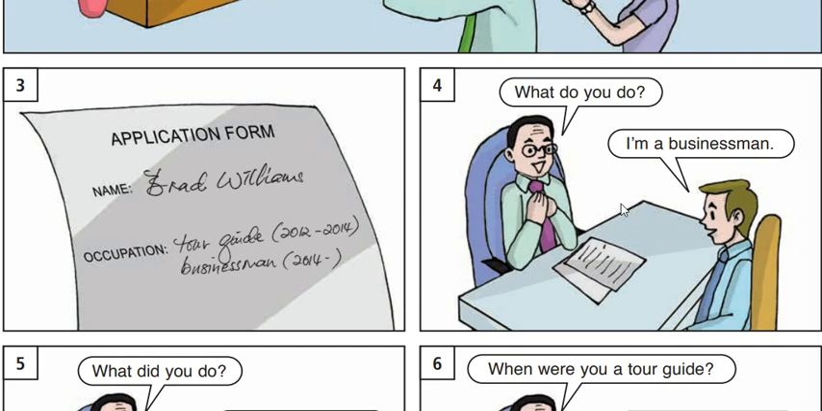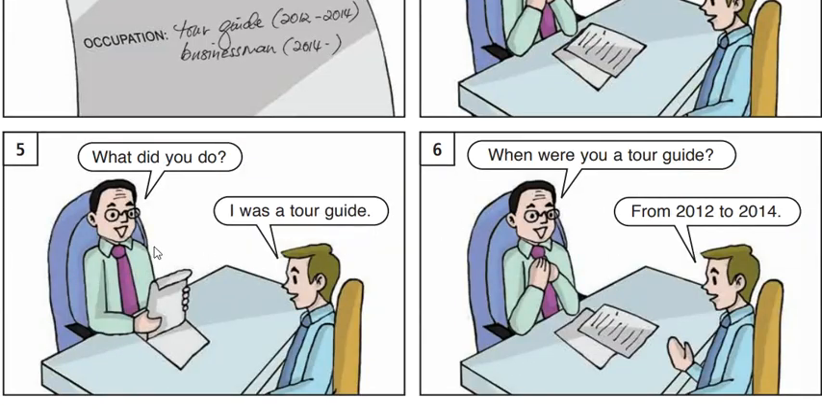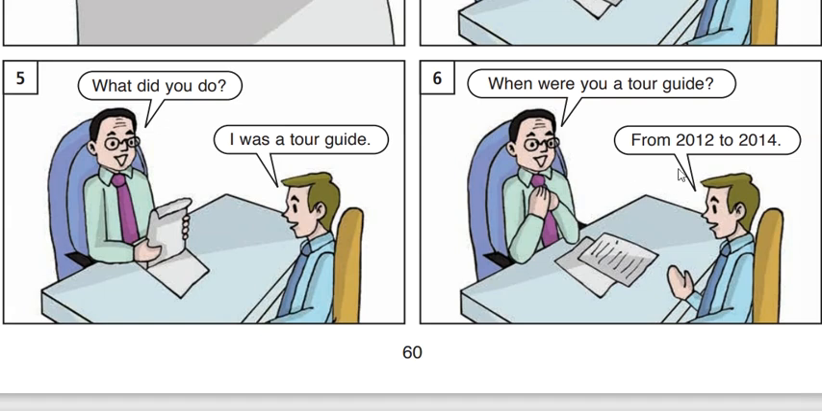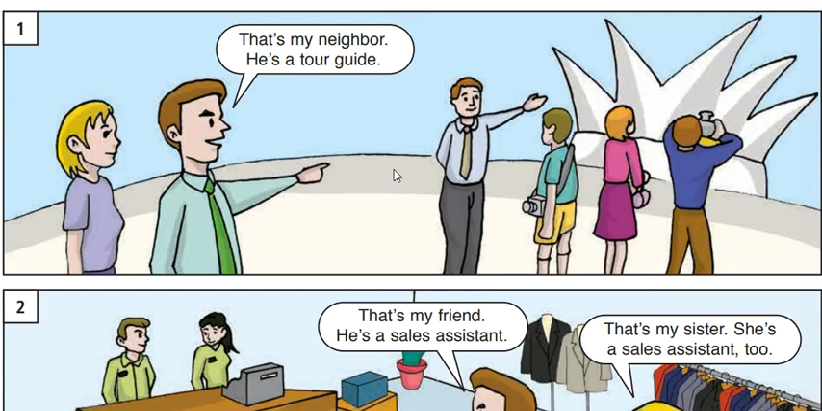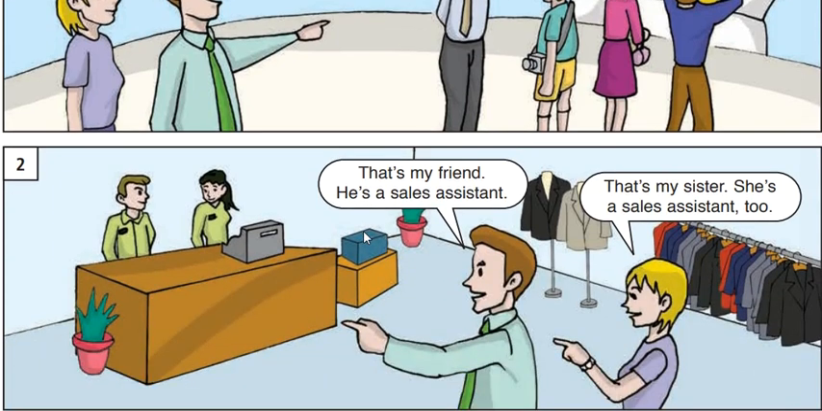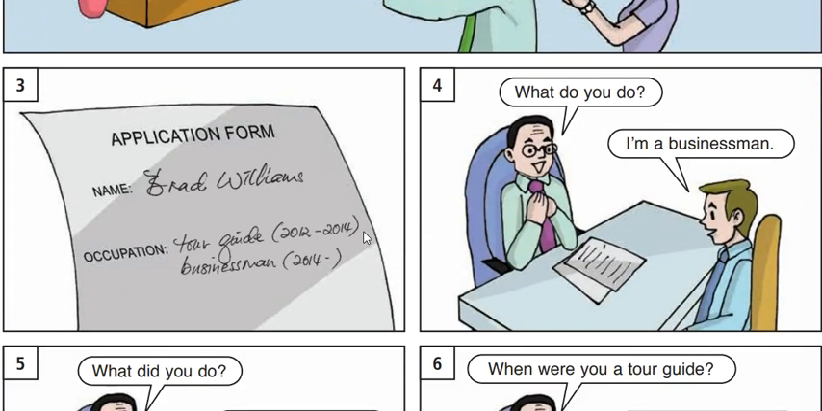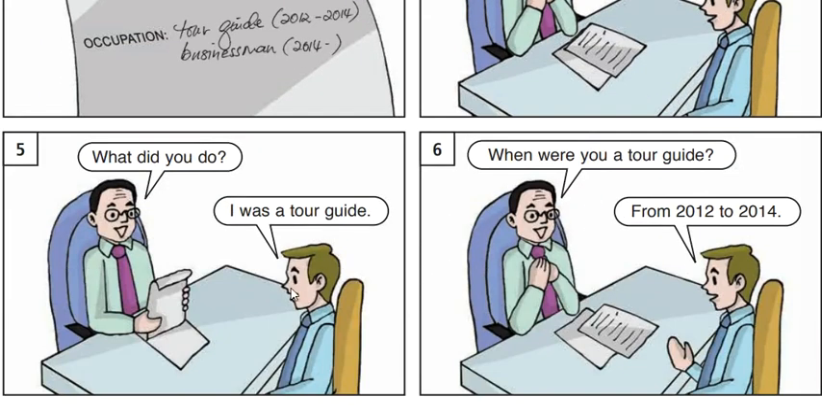Picture 4. What do you do? I'm a businessman. Picture 5. What did you do? I was a tour guide. Picture 6. Where were you a tour guide? Sorry, it's not where, it's when. When were you a tour guide? From 2012 to 2014. Okay, now repeat. Picture 1, picture 2, picture 3, picture 4, picture 5, picture 6.